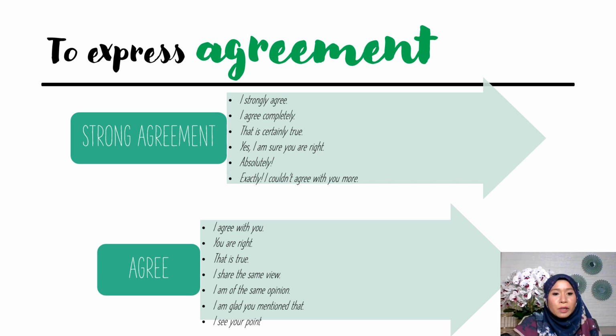To express strong agreement, you can say, I strongly agree. I agree completely. That is certainly true. Yes, I'm sure you're right. Absolutely. Exactly. I couldn't agree with you more.